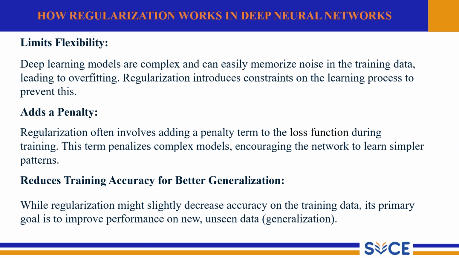Third, it reduces training accuracy for better generalization. Yes, regularization might slightly lower accuracy on the training data, but that's actually a good sign. The real goal is to improve performance on new unseen data. By sacrificing a bit of training accuracy, we gain a model that's more robust and reliable in real world scenarios. So regularization helps us build models that are not just accurate but also smart, efficient, and ready for deployment.